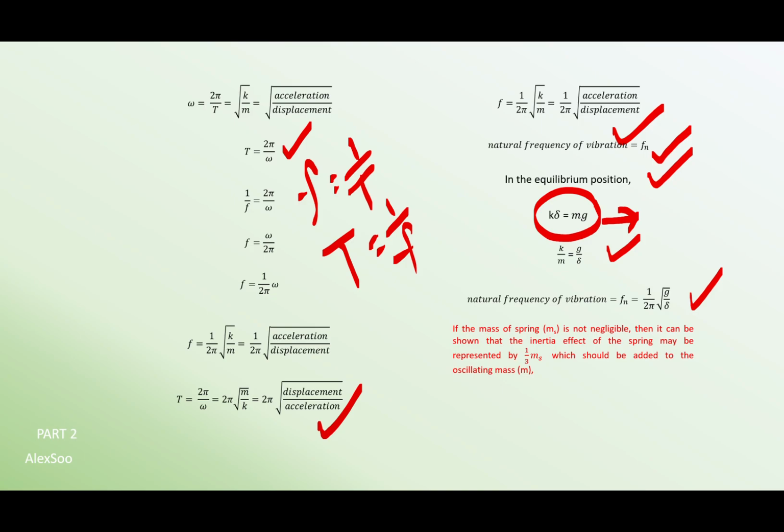Now, in the case that we have studied, we have already neglected the mass of the spring. So if you were to include the mass of the spring, then in your formula for frequency or periodic time, in the denominator here, you should include 1/3 of the spring mass. So you must add the mass plus 1/3 of the mass of the spring.